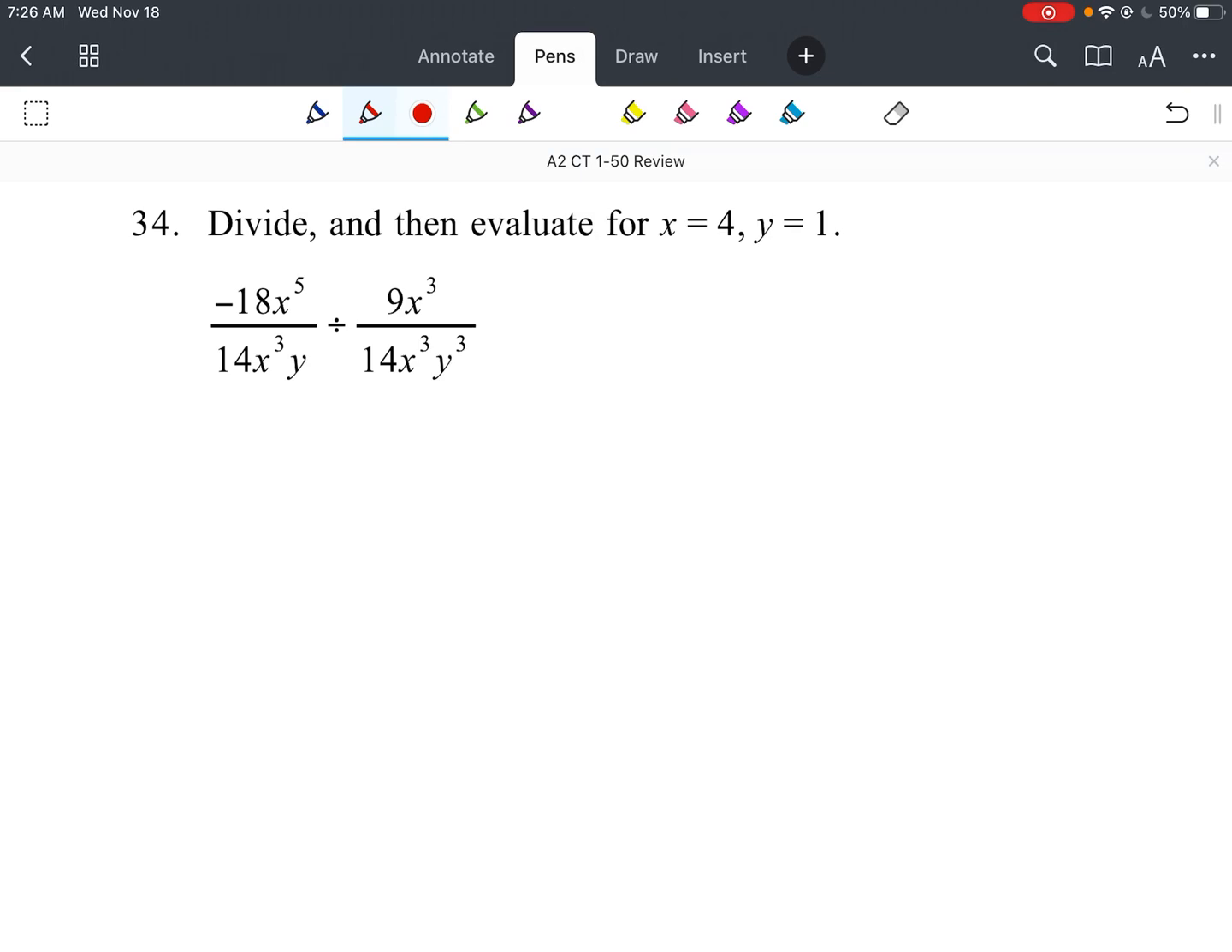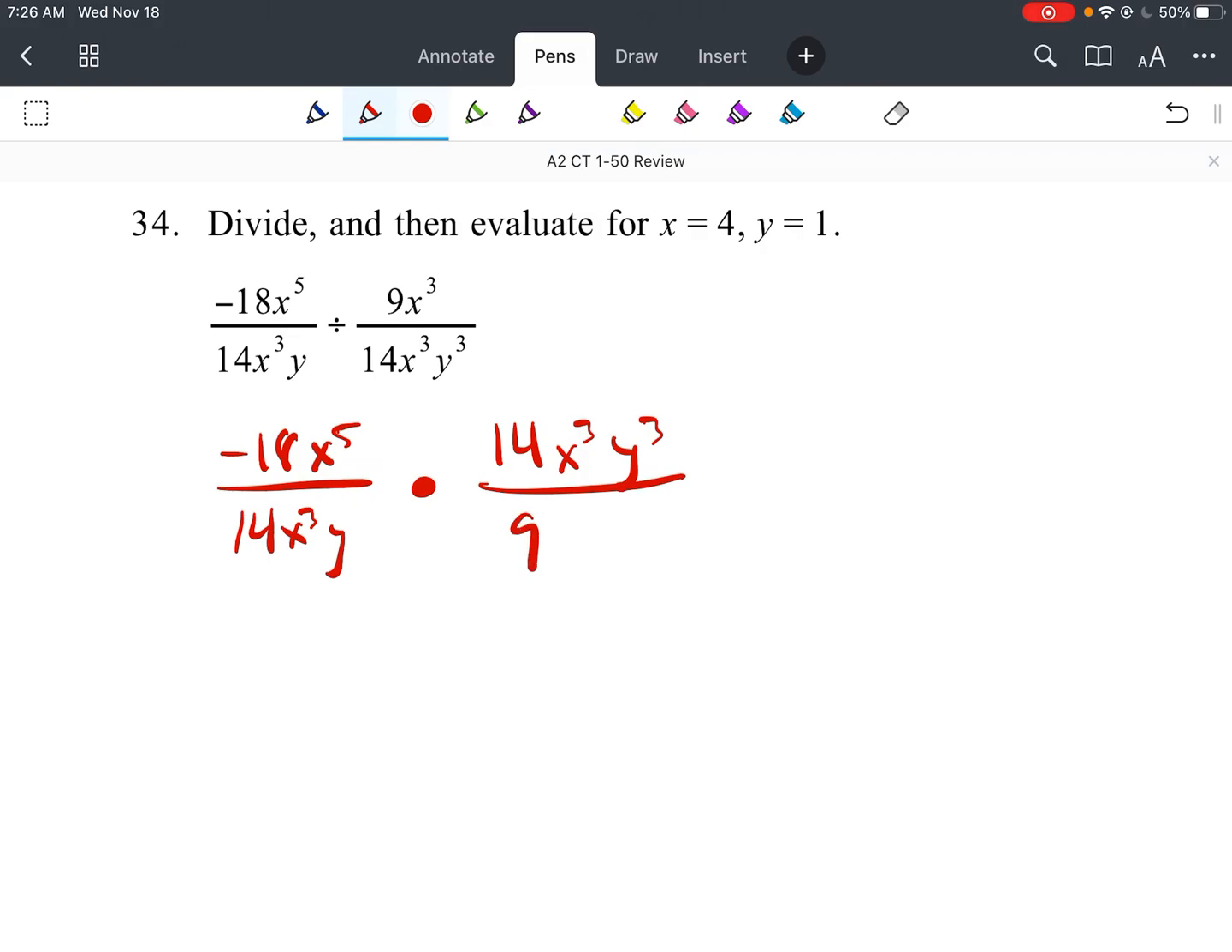Remember, dividing is the same thing as multiplying by the reciprocal. So this is negative 18x to the 5th over 14x cubed y times, now flip it, 14x cubed y cubed over 9x cubed. Now let's look to cancel the mess out of this thing.